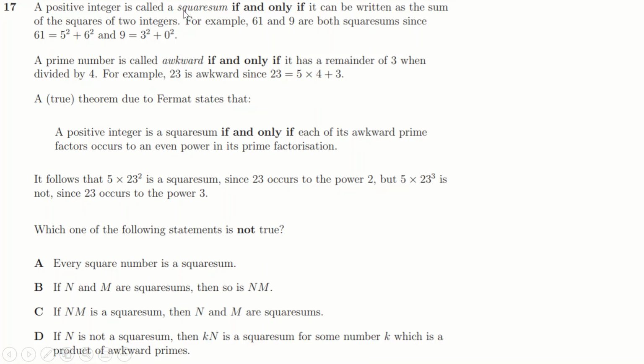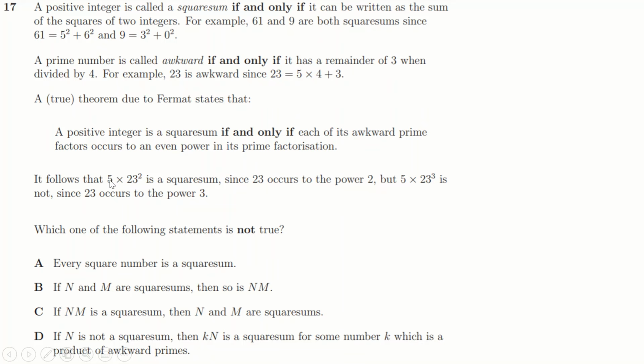Okay, so it's defining this thing square sum if it can be written as the sum of two squares of integers. Now notice integer doesn't eliminate 0. So then it goes through this whole thing about awkward if it has a remainder 3 when divided by 4, so 23 is awkward. And then your square sum, apparently, if for each of your awkward prime factors, when you make the prime factorization, the awkward primes turn up to an even power. So whatever this number is, and I can't bother to work it out, this is square sum because this isn't awkward, so it doesn't matter.